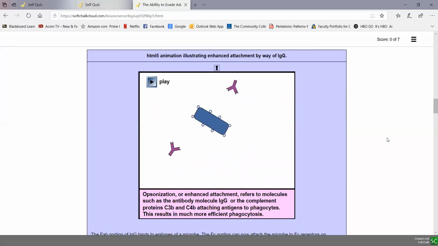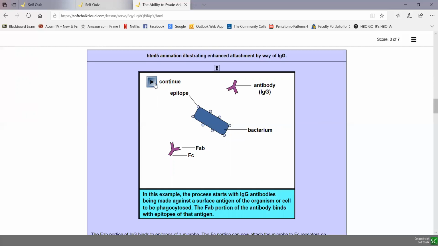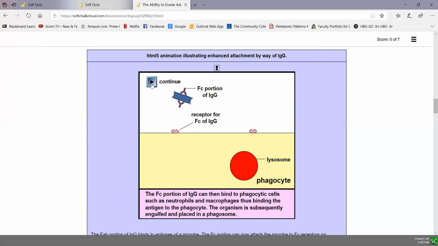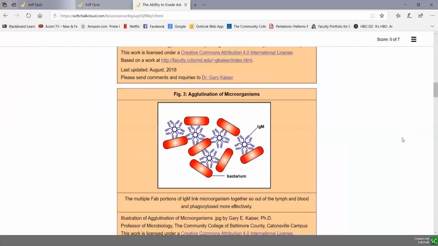And this is an animation of that we've shown you many times now. So again, one of the major ways antibodies protect is that we make antibodies where the FAB portion of the antibody, the antigen binding portion, is tailor-made to fit a specific epitope of a specific antigen on a specific bacterium. And once the FAB part of the antibody locks onto the epitopes, then the FC portion can bind to FC receptors on phagocytes for opsonization or enhanced attachment. And of course, at that point, the organism can be engulfed, placed in a phagosome, and destroyed with lysosomes.